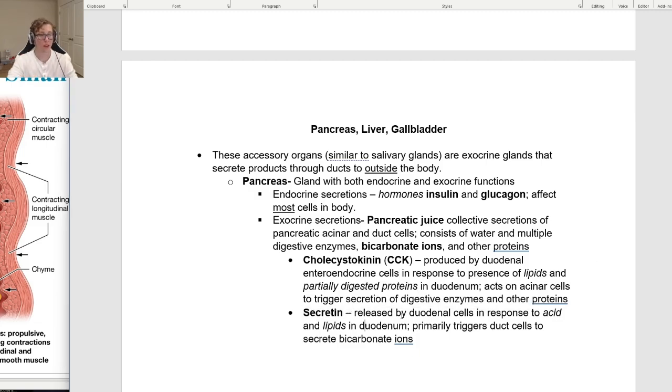Secretin is released by duodenal cells in response to acid and lipids in the duodenum.